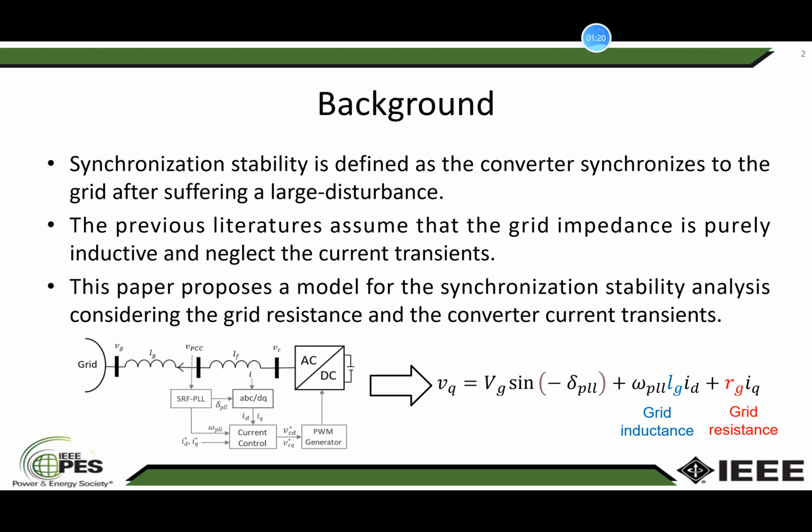is purely inductive and neglect the current transient. However, in reality, a certain part of the converters are built in the distribution system with a significant resistance, and the fault causes a transient current. To better capture this transient, our paper proposes a fourth-order model.